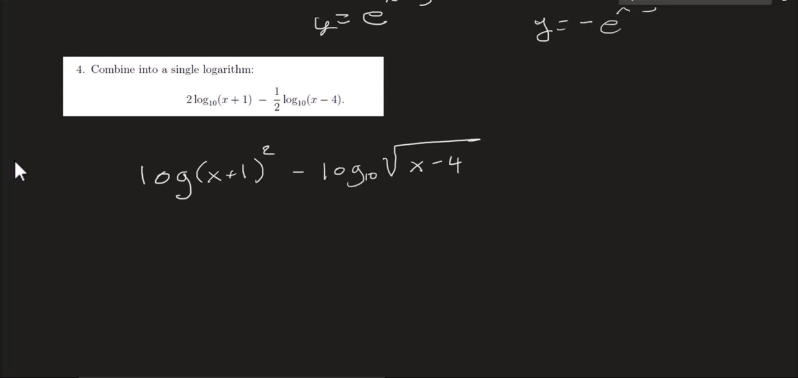This is a minus, so that means divide, so this is log x plus 1 squared over the square root of x minus 4.